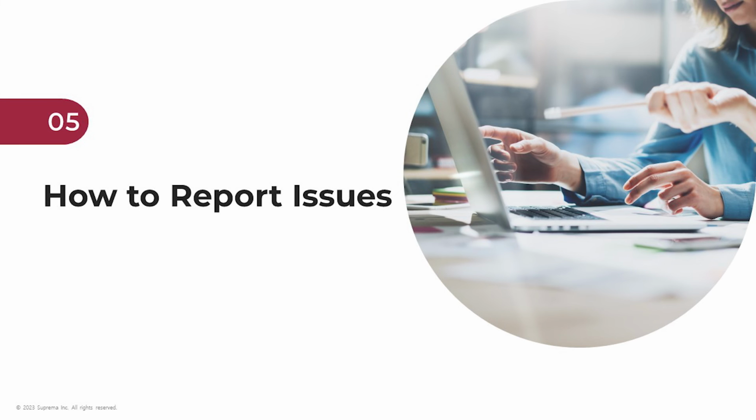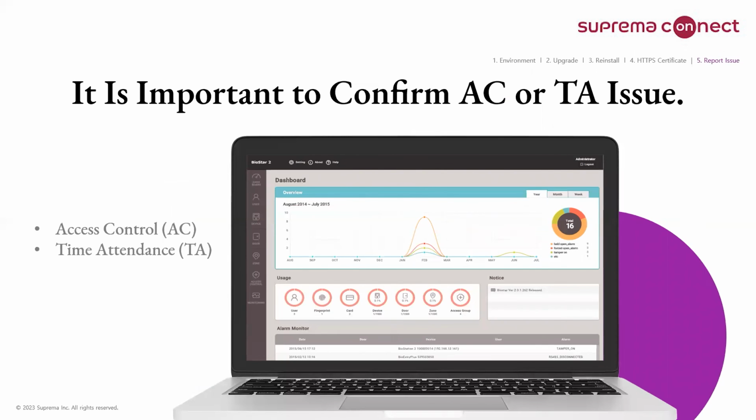The final part of today is how to report issues. The Suprema team receives issues from various parts of the world and tries to solve your problems as quickly as possible. In particular, we need the support of our partners to resolve the issue on the customer side quickly. Before reporting an issue, please make sure your case is about access control, called AC, or time attendance, called TA. Not sure what access control is? Access control means all BioStar 2 menus, except for time attendance.